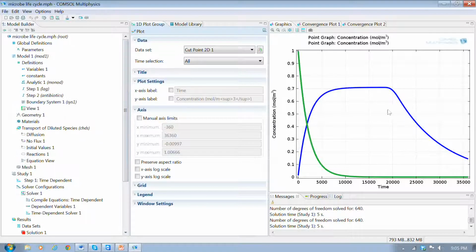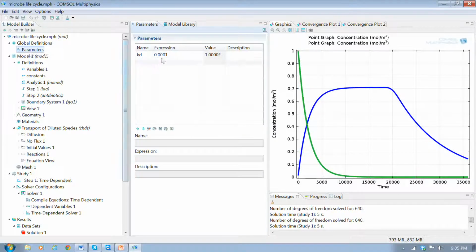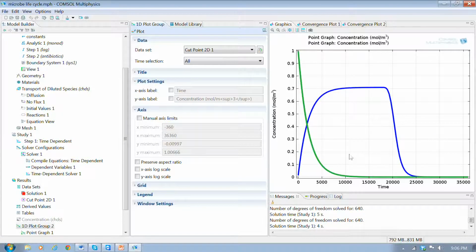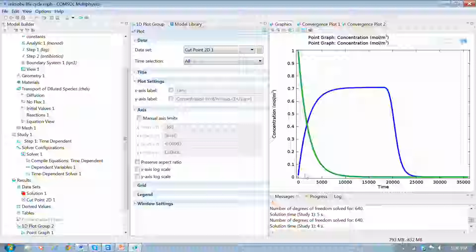And that doesn't look like really great antibiotics, but we could change it by tweaking the decay parameter. If we go up here and just increase it by a factor of 10, that's a bit stronger antibiotic, and so we can see what that does. We change KD to 0.001, and now we have a much more rapid decay.